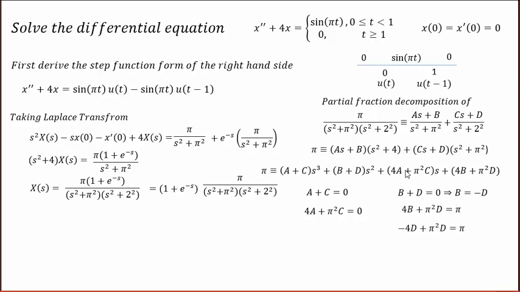So we just need to solve this system now here, and you get d equals π/(π² − 4), and b is negative d, so that's why just a negative in front. Now a + c equals 0 and 4a + π²c equals 0. If you solve, both will be 0. A will be 0, c will be 0. So now we plug it back here.